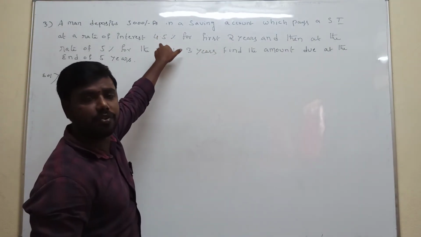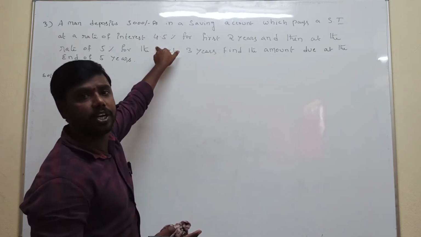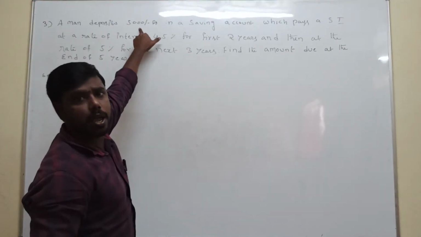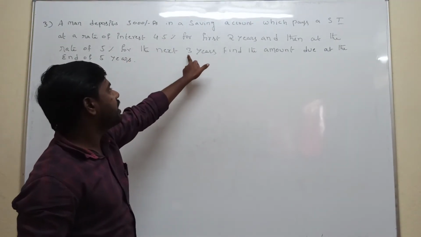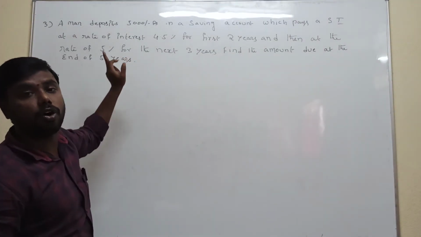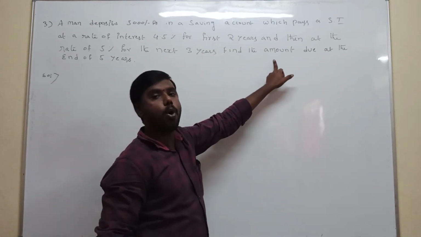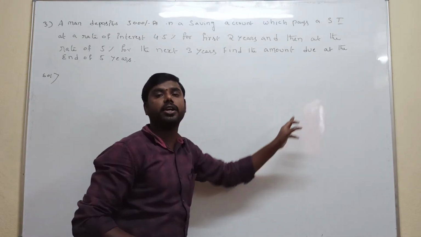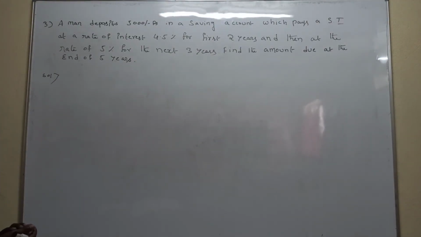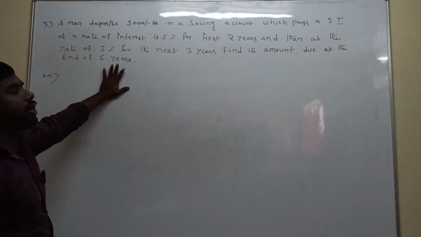4.5%. Here we need to calculate simple interest. Easily we are getting the simple interest value. For the next 3 years, the same amount, the rate of interest is 5%. After that, we need to calculate the amount due at the end of the 5 years.